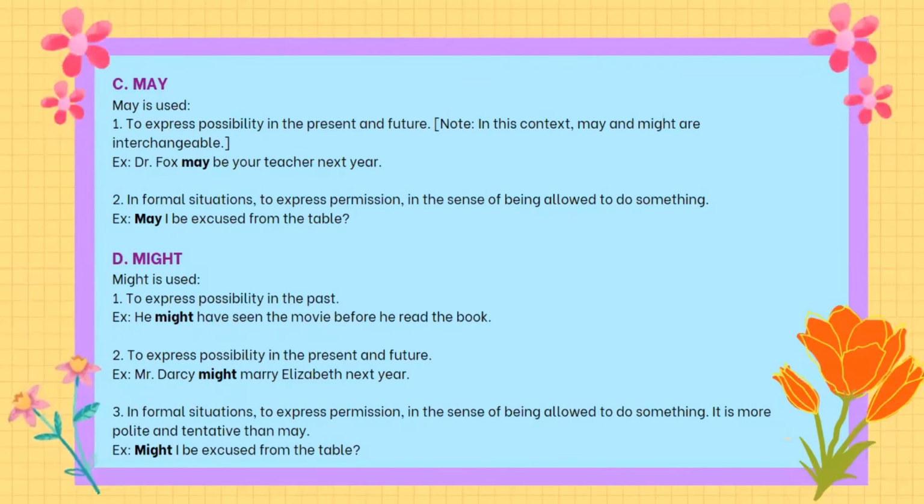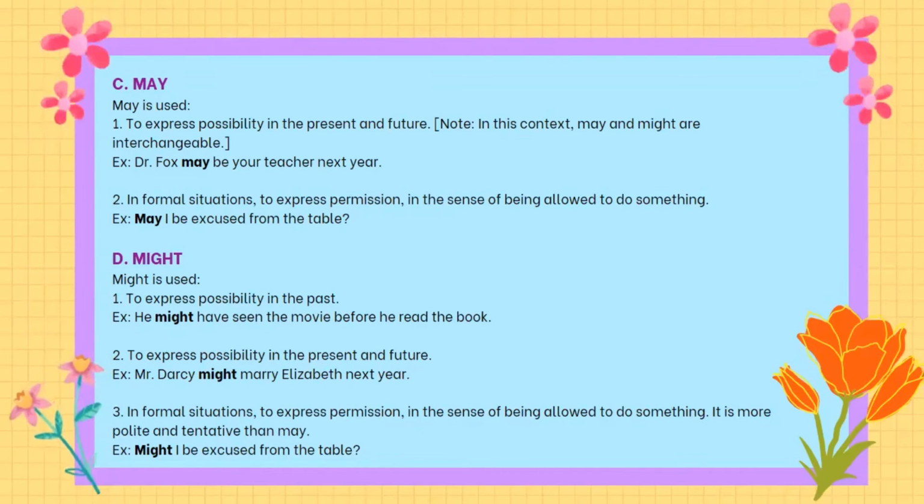The next word we have on the list is the word may. So first, you can use the word may to express possibility in the present and future, but a note to take on this is, in this context, may and might are interchangeable, so they're about the same words. An example I've laid out for you here is, Dr. Fox may be a teacher next year. Number 2 is informal situations to express permission in the sense of being allowed to do something. For example, may I be excused from the table?